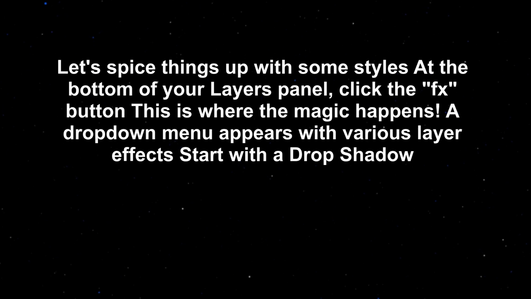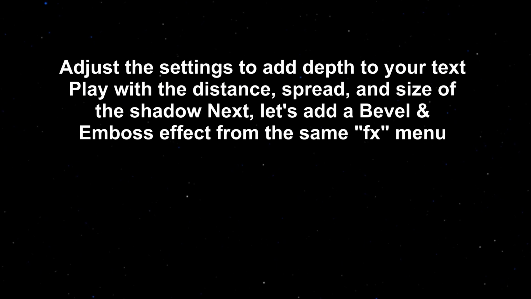At the bottom of your layers panel, click the FX button. This is where the magic happens. A drop-down menu appears with various layer effects. Start with a drop shadow. Adjust the settings to add depth to your text. Play with the distance, spread, and size of the shadow.